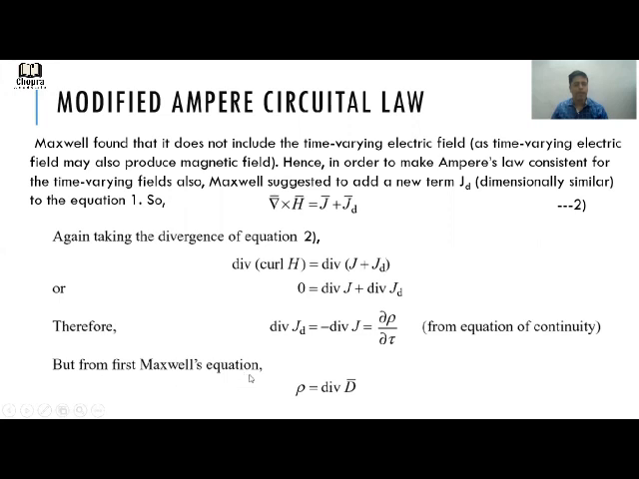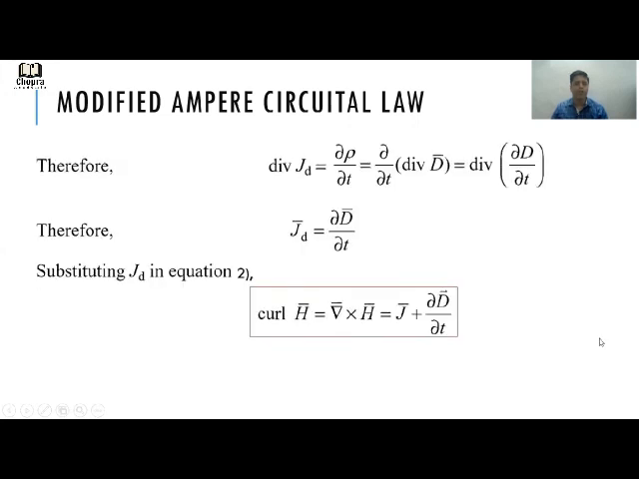But from the Maxwell equations, rho is equal to divergence D. That is the first Maxwell equation we learned. So we substitute back here and we get divergence of JD is equal to dou by dou t of divergence D, which is divergence of dou D by dou t. Therefore, if we equate these two, we get JD is equal to dou D by dou t. Substituting JD in equation 2, we get curl H to be equal to J plus dou D by dou t.